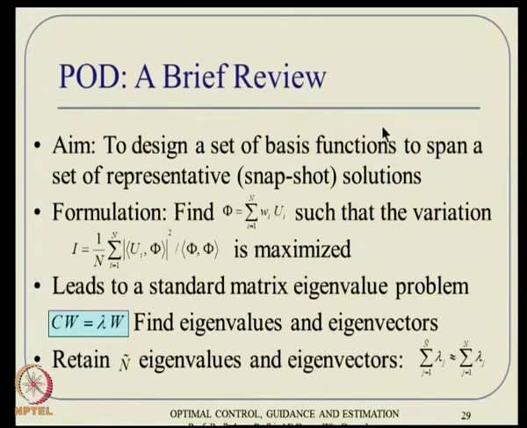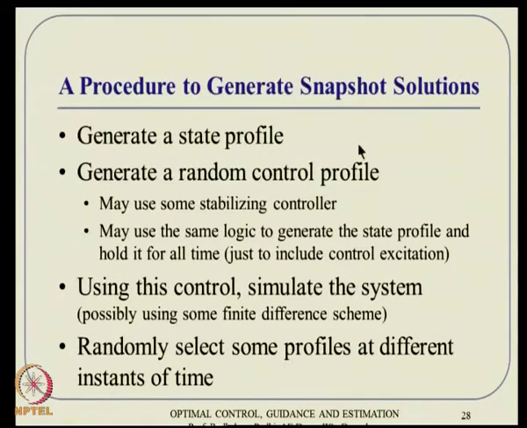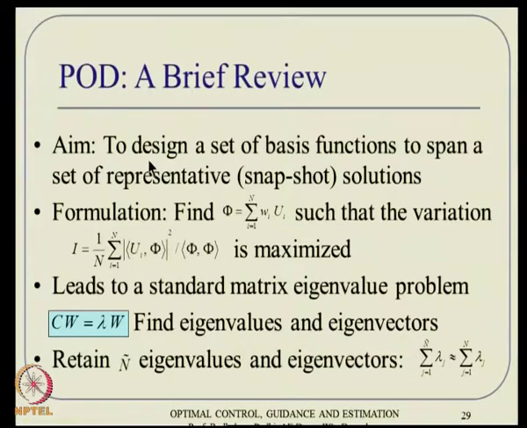Now, a small outline, again math details I will not touch, but the outline is like this. Once you have a set of snapshot solutions, you ask this question: can I find a basis function phi, where ui is nothing but the snapshot solution? Can I find phi as a linear combination of these snapshot solutions, such that this function you see here, the summation over ui inner product phi, absolute value squared, and then normalized, represents the spread of this basis function.